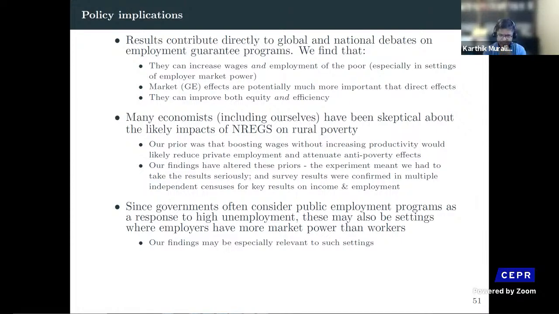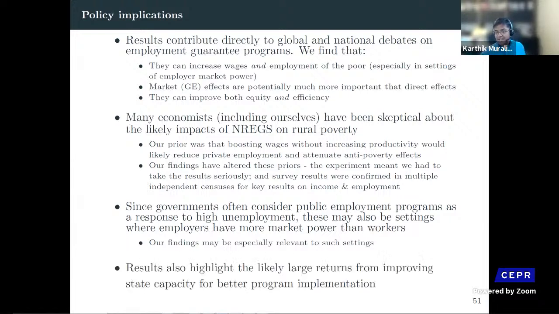So when you take this to other settings, the main point I have to say about external validity, we've had some conversations advising the government of South Africa on this, is that governments often consider public employment programs as a response to high unemployment, right? So that's when you're thinking about this. And so these are more generally likely to be settings where employers have more market power than workers, okay? And so our findings may be more broadly relevant to such settings, all right? And the results, like I said, also highlight the large returns of improving state capacity for implementation.